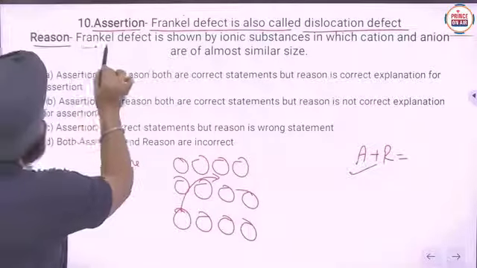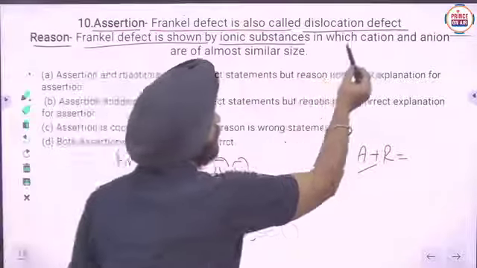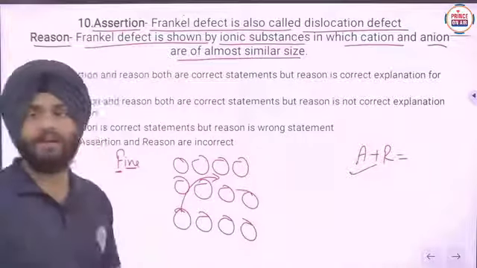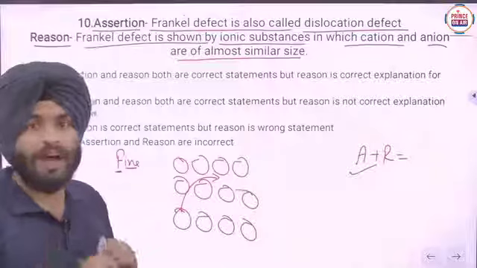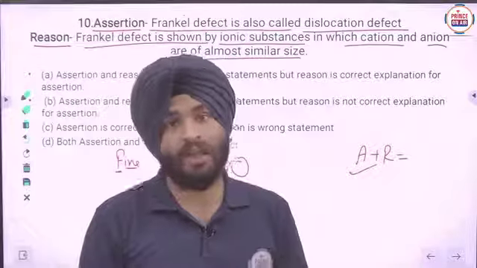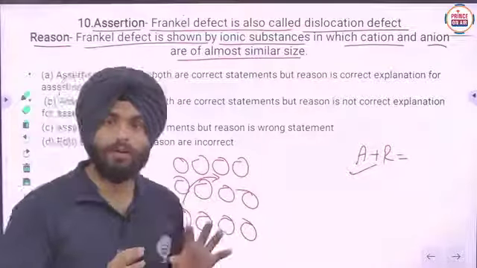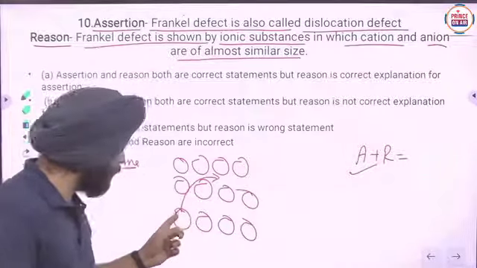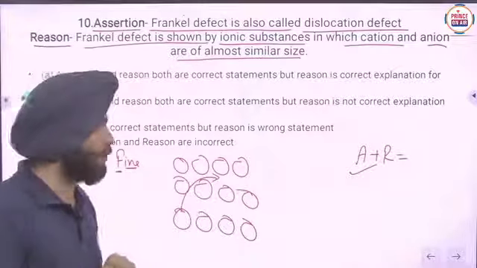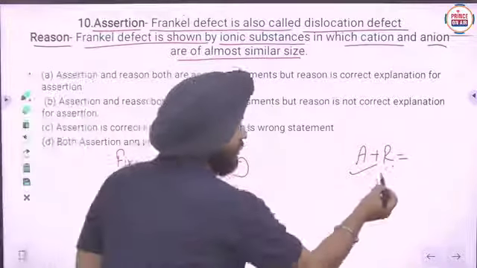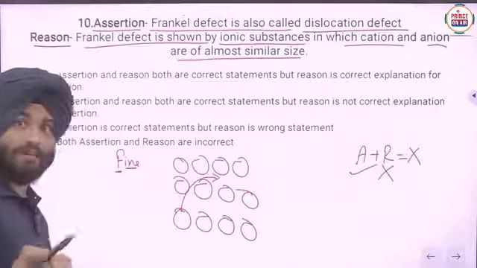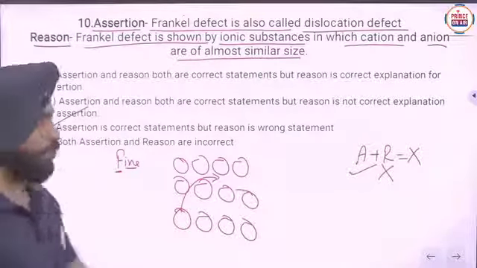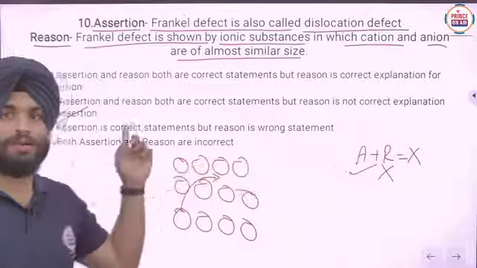Reason: Frenkel defect is shown by ionic substances in which the cation and anion are of similar size. No, it occurs only when the sizes of cation and anion are different. There will be a large difference between them. The cation should be smaller in most cases and the anion bigger, so the cation will occupy the interstitial position. So in this case the reason is incorrect. Only the assertion is correct, so the answer will be C here.